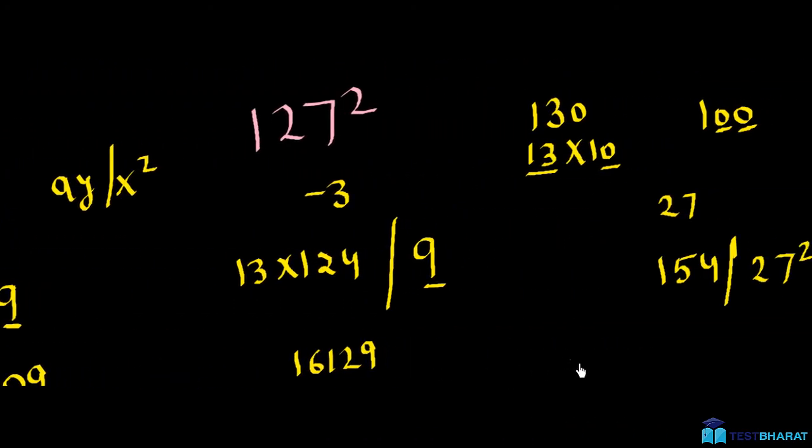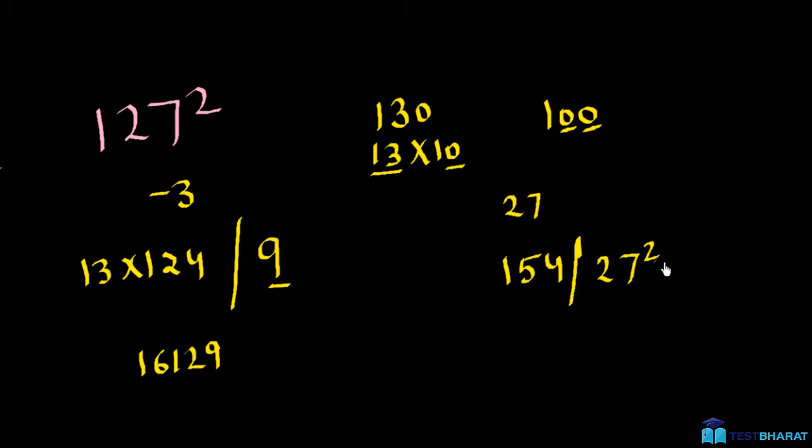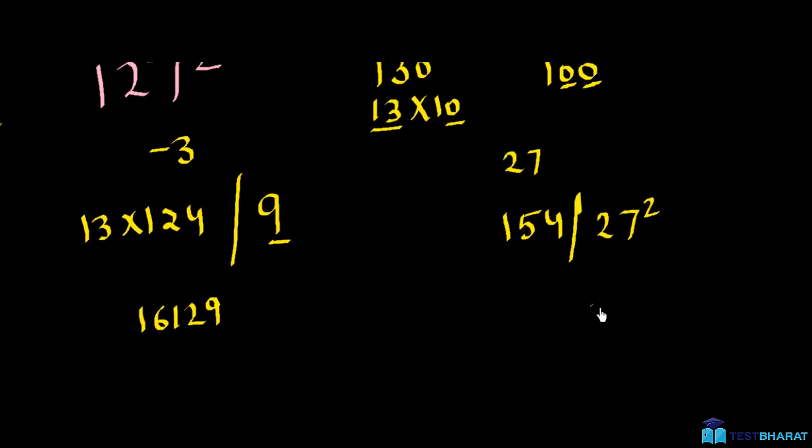So we have used both the tricks here. We have used a trick to solve a 2-digit number as well as a 3-digit number. The number of zeros here is 2, so I have to take only 2 digits here, and the 7 from 729 will be carried forward. So 7 plus 154 is 161. So this is my answer.